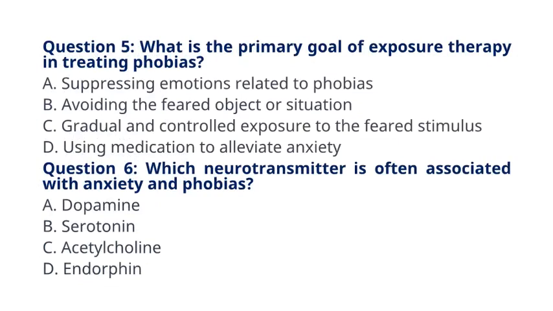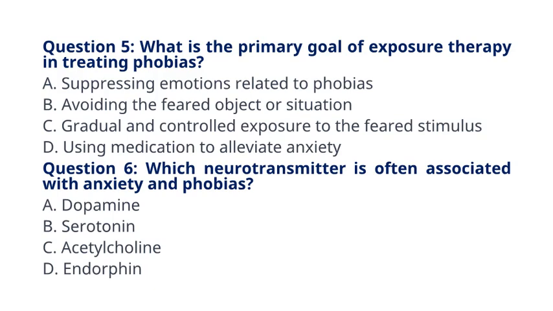Question 5. What is the primary goal of exposure therapy in treating phobias? A. Suppressing emotions related to phobias. B. Avoiding the feared object or situation. C. Gradual and controlled exposure to the feared stimulus. D. Using medication to alleviate anxiety. The correct answer to question 5 is option C. Gradual and controlled exposure to the feared stimulus. Explanation. Exposure therapy involves gradual and controlled exposure to the feared object or situation to reduce anxiety over time.